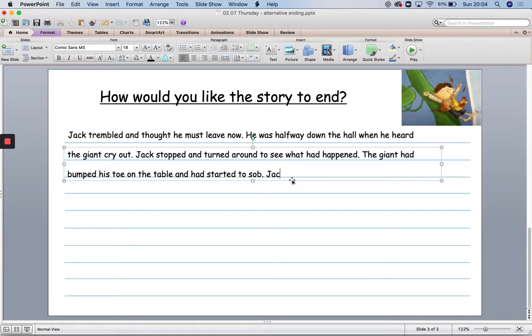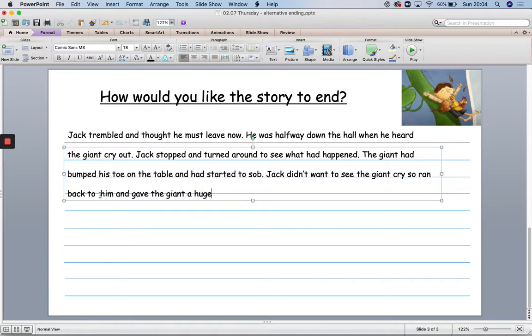Jack didn't want to see the giant cry, so ran back to him and gave the giant a huge hug. I'm going to put an exclamation mark there as well.